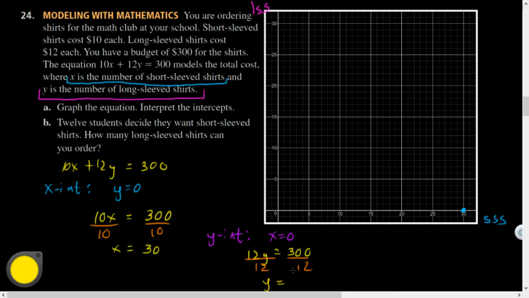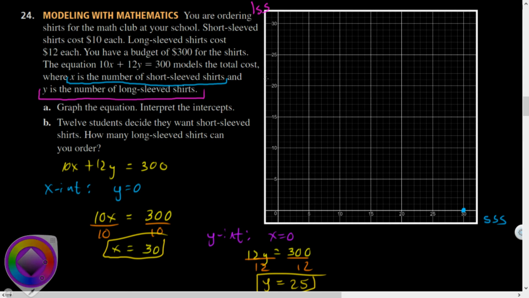All right, let's see. For some reason, I'm not confident about 300 divided by 12, but it's 25. Yeah, the reducing idea is a good idea. Like 6 goes into both, and keep going. So let's plot that point. There's 25 on the y-axis.